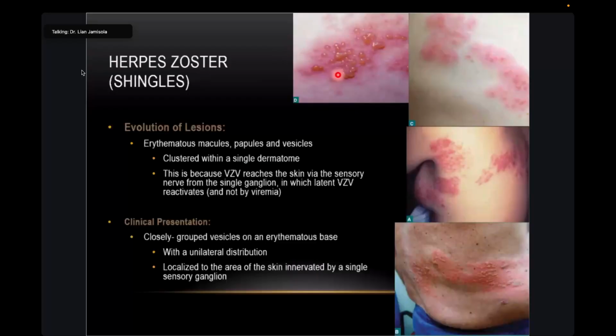So these are now grouped vesicles. They may start as macules and papules, then become vesicles. At a dermatomal level, we follow 2 to 3 dermatomes, unilateral. It's no longer generalized. So it presents as closely grouped vesicles on an erythematous base with a unilateral distribution, localized to the area of skin innervated by a single sensory ganglion.